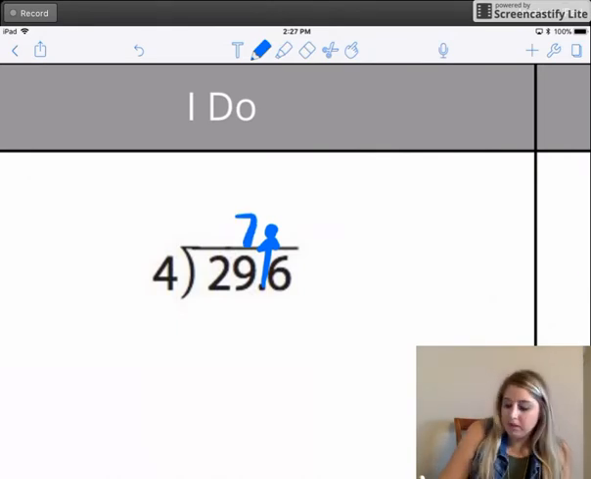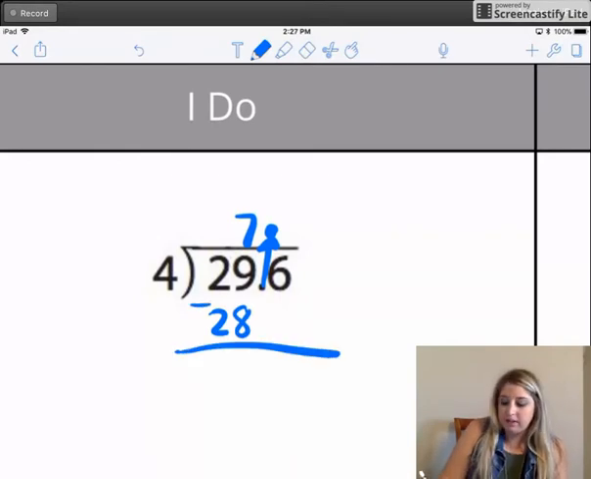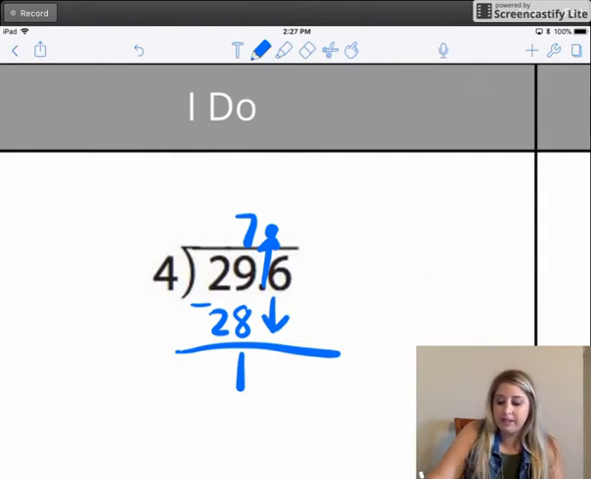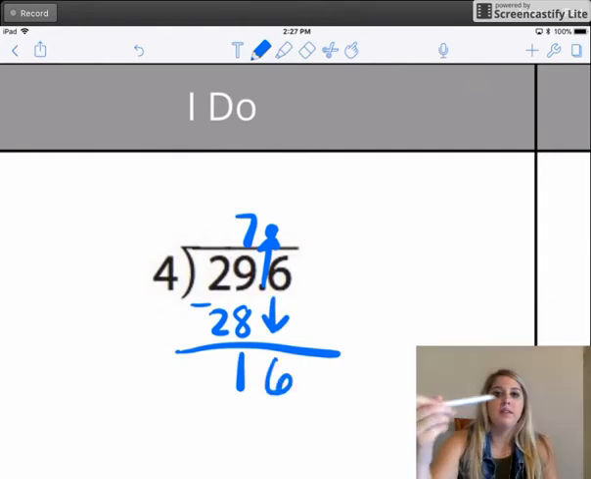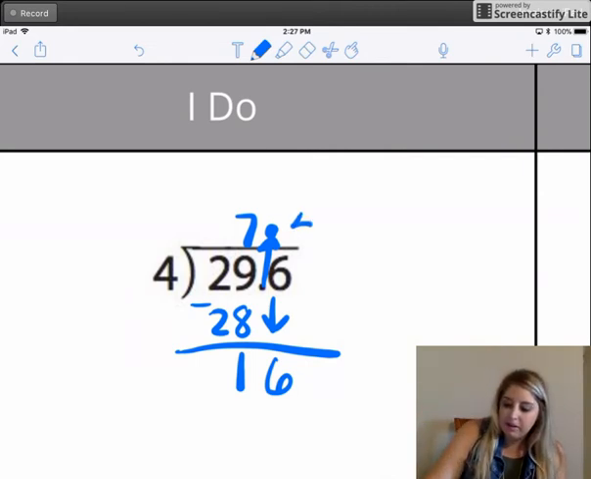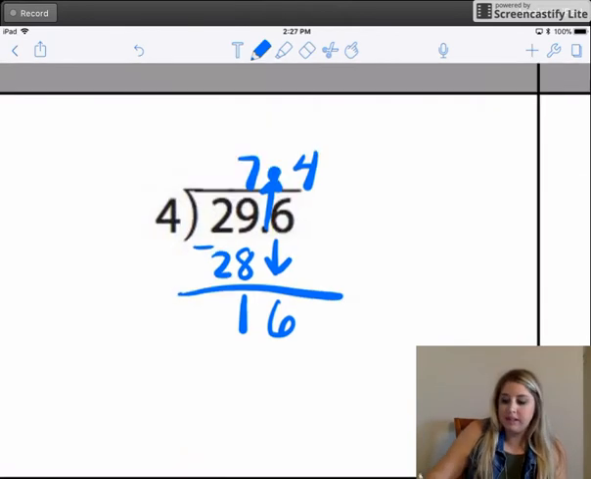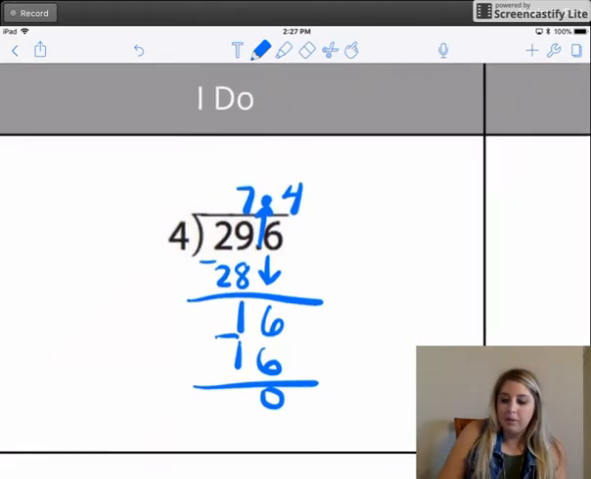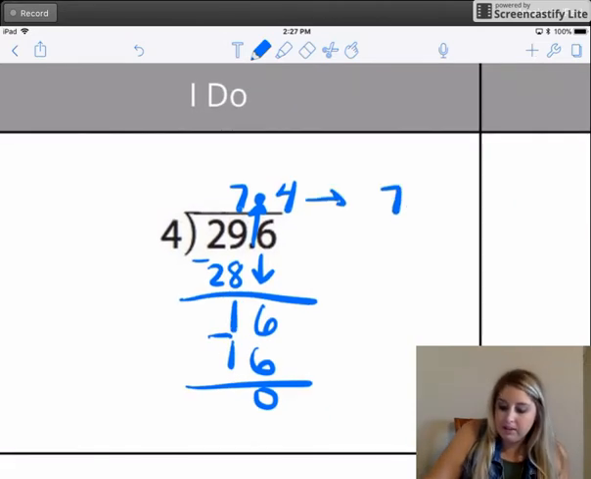7 times 4 is 28. And I will subtract those two. 29 minus 28 leaves me with 1. I will drop down the 6, and then I'll ask myself, can 4 go into 16? Yes, it can. It can go in 4 times. So I'll put that up at the top. 4 times 4 is 16, and I subtract them to get exactly 0. So my answer would be 7.4.